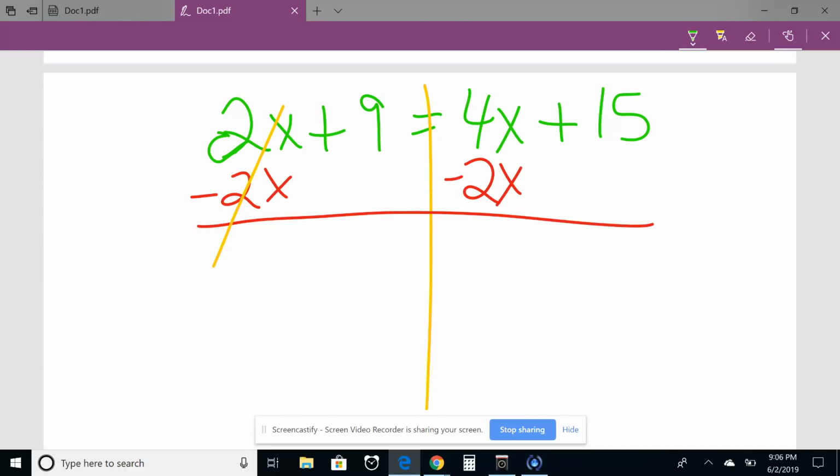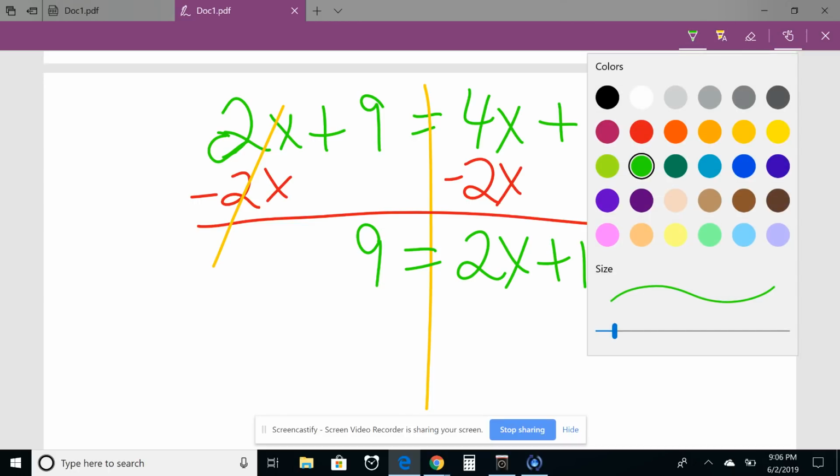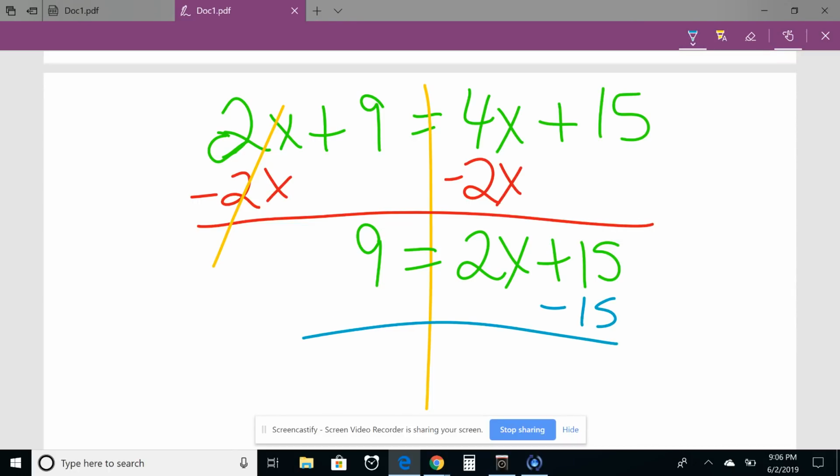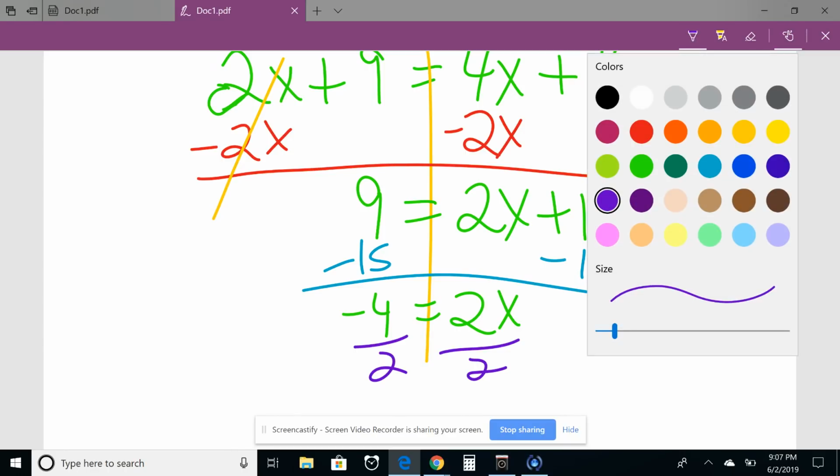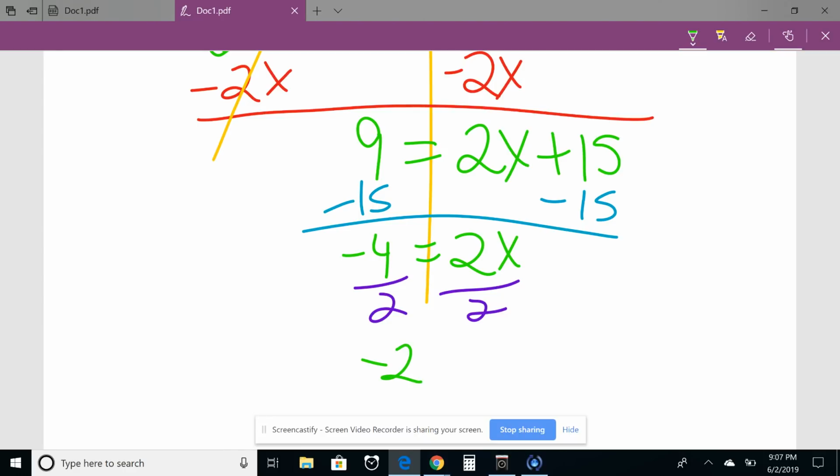And I'm left with 9 equals 4x minus 2x is 2x plus 15. Then it becomes a two-step equation. Minus 15 from both sides. And you get negative 4. Divide both sides by 2. And you get negative 4 divided by 2, which is negative 2. All these terms canceling out.